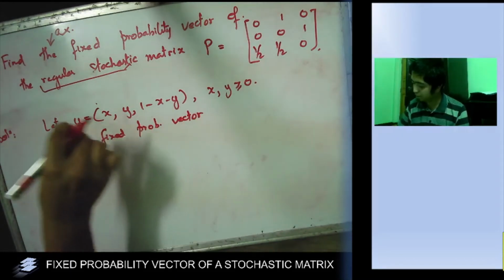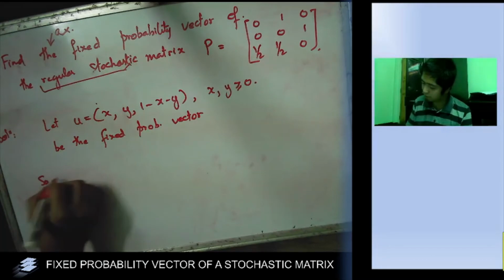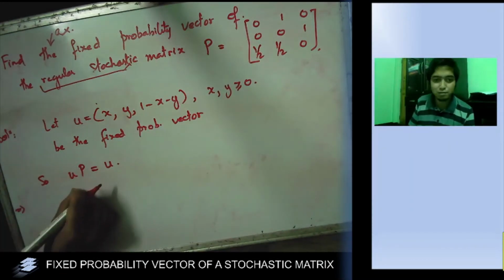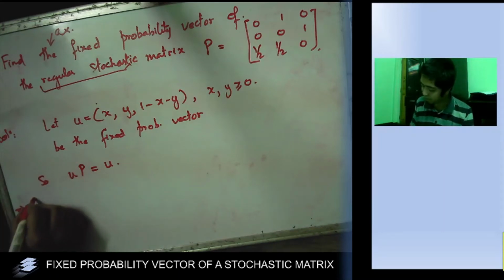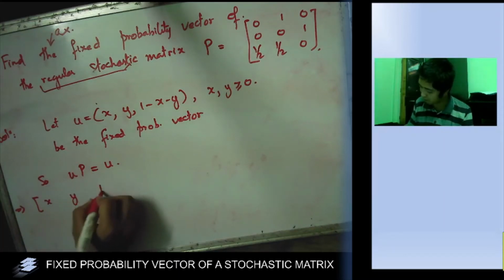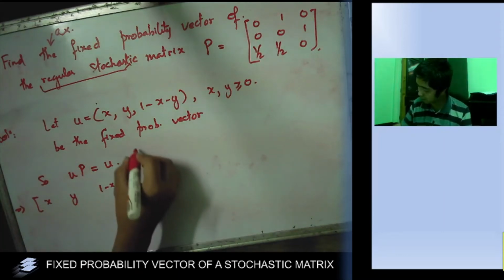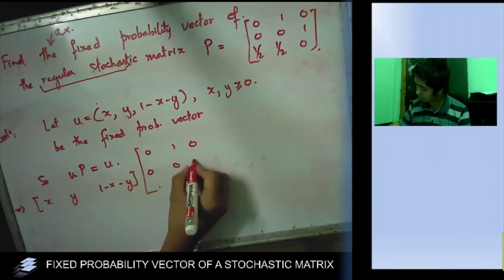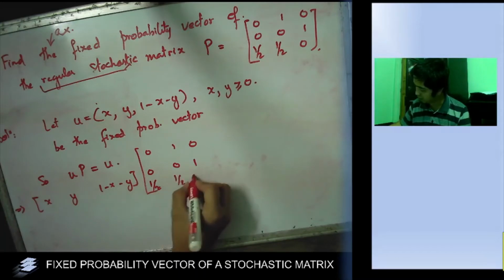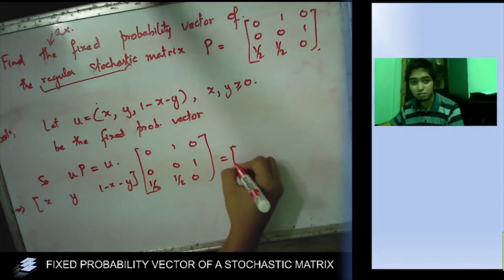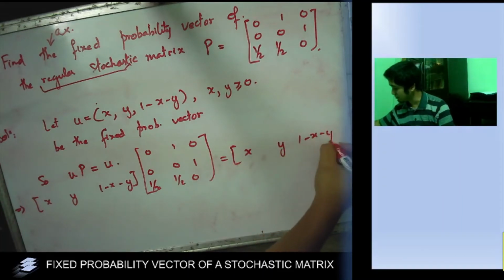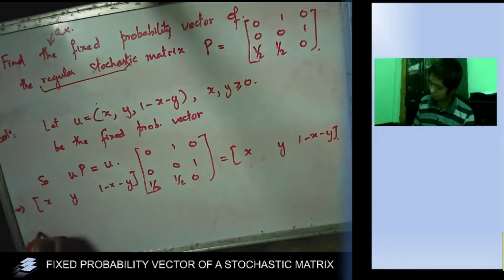So if you multiply U with P, UP will be equal to U. Since you are writing it on the left hand side, U is a row: x, y, 1 minus x minus y, times P, which is 0, 1, 0; 0, 0, 1; 1/2, 1/2, 0. It will be equal to x, y, 1 minus x minus y. UP is equal to U.